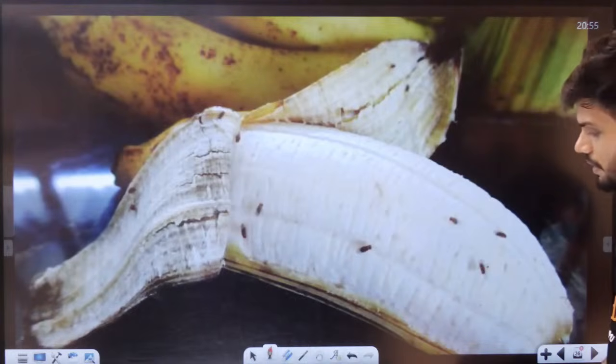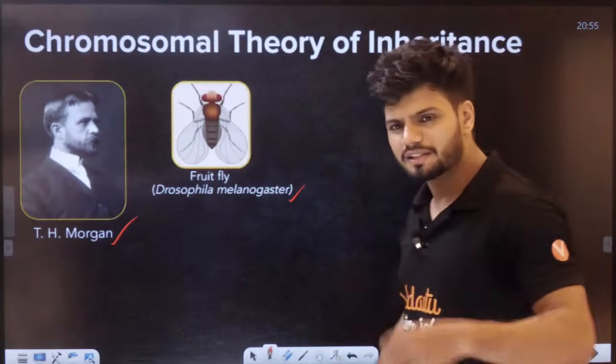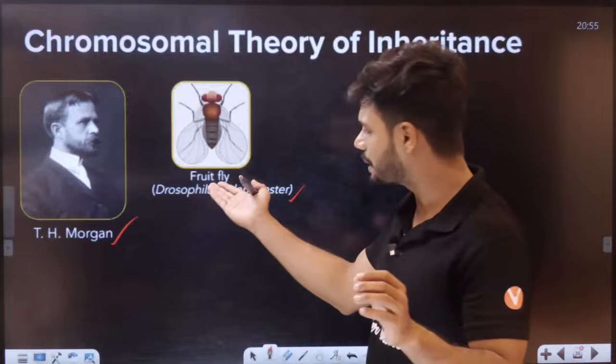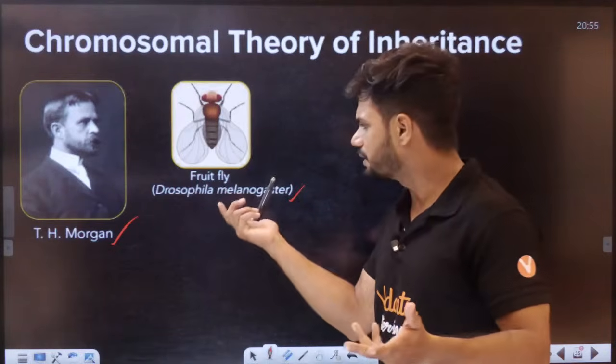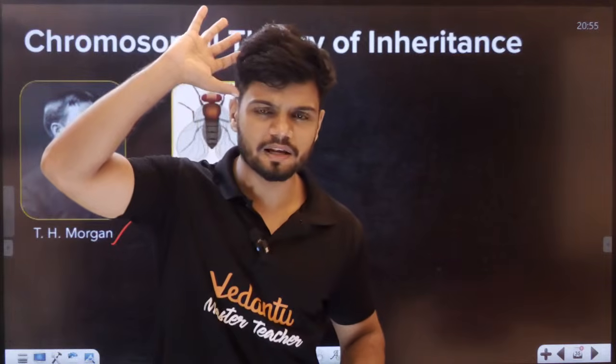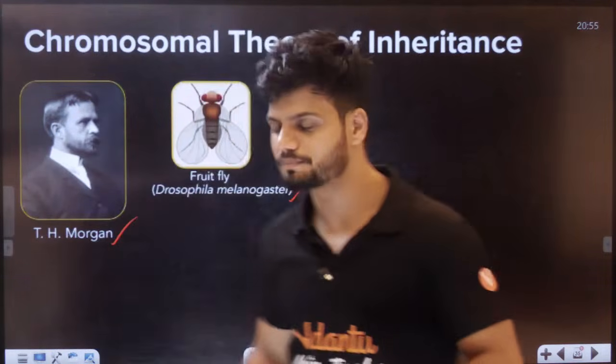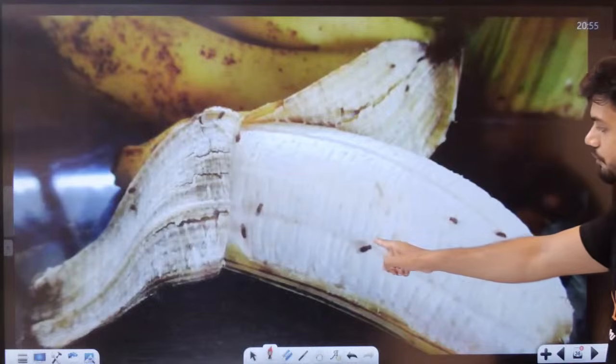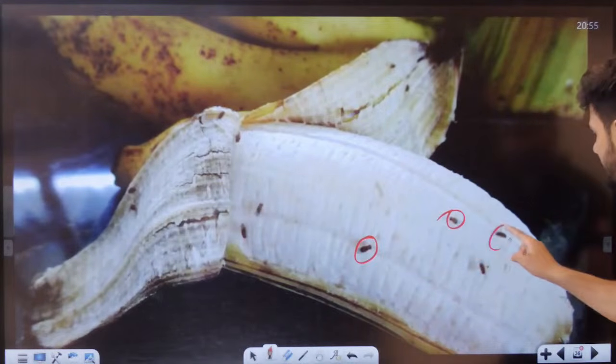Students, is it easy to trap? Very easy. To trap fruit fly, all you need to do is take a banana peel and throw it in one corner, and you will get fruit flies. Fruit flies, can you see? So easy to harvest.